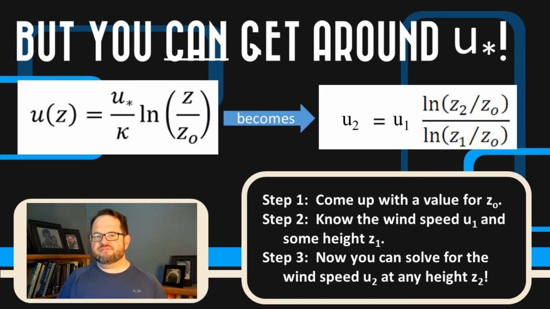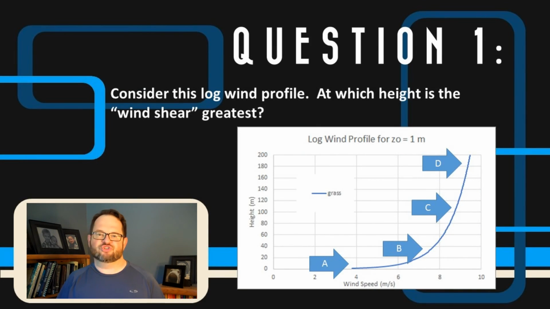All right, let me give you a couple quick questions as we wrap up this lecture about the log wind profile. Here's a graph of a log wind profile just on regular graph paper under a particular set of conditions of z naught and U star or whatever, but that's just our graph there. And I've labeled 4 heights in there, A, B, C, D. Now, at which of those heights is the wind shear greatest? Make a choice from those 4 options and get a little feedback before you move on to question 2.